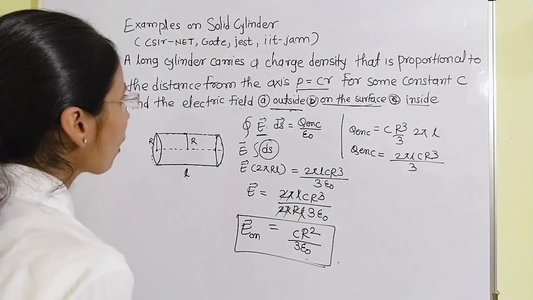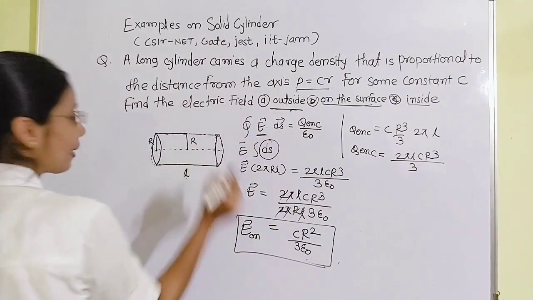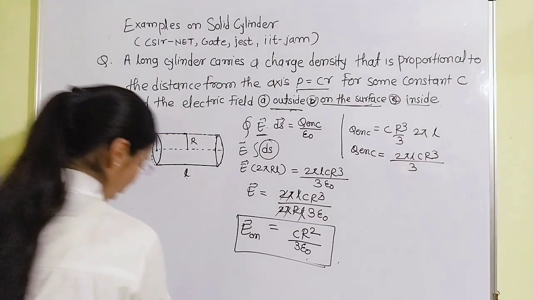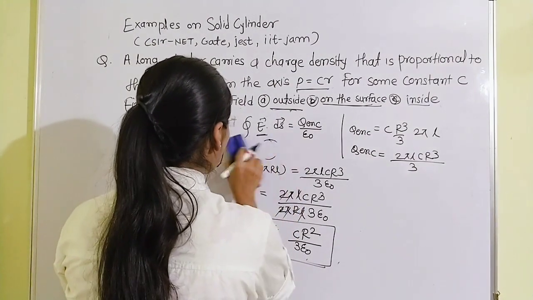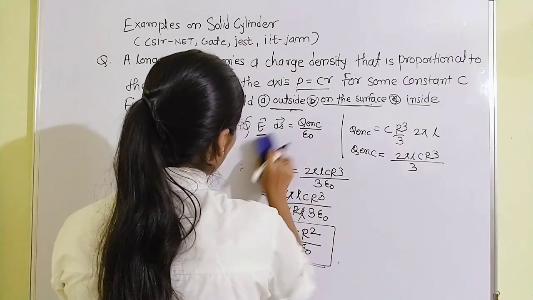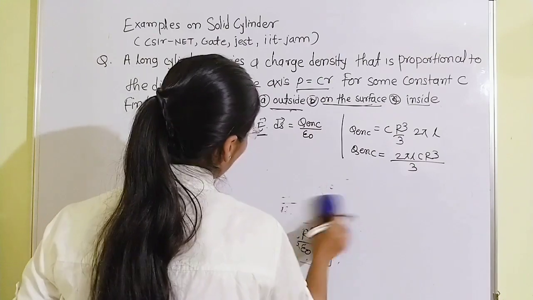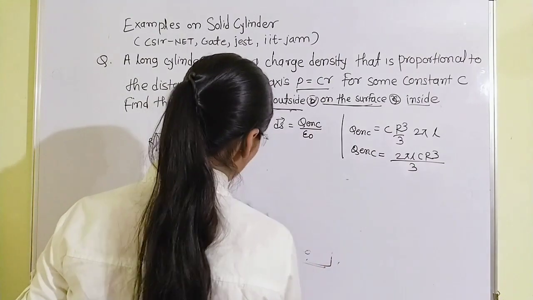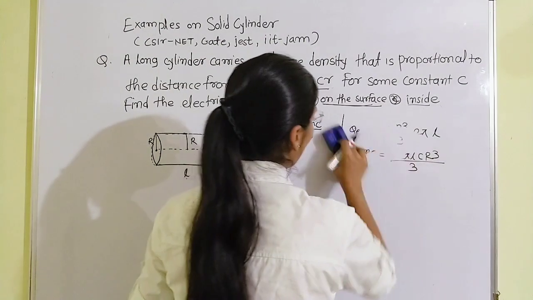Now we have to find the electric field inside the cylinder. So this is the integral form of the Gauss law. Using this we will find the electric field outside, on the surface, and inside the cylinder.